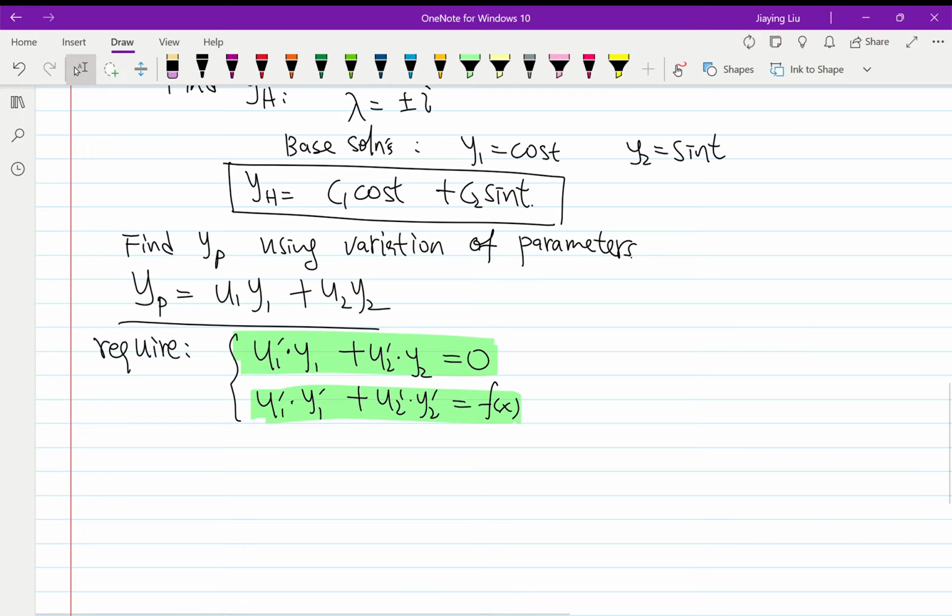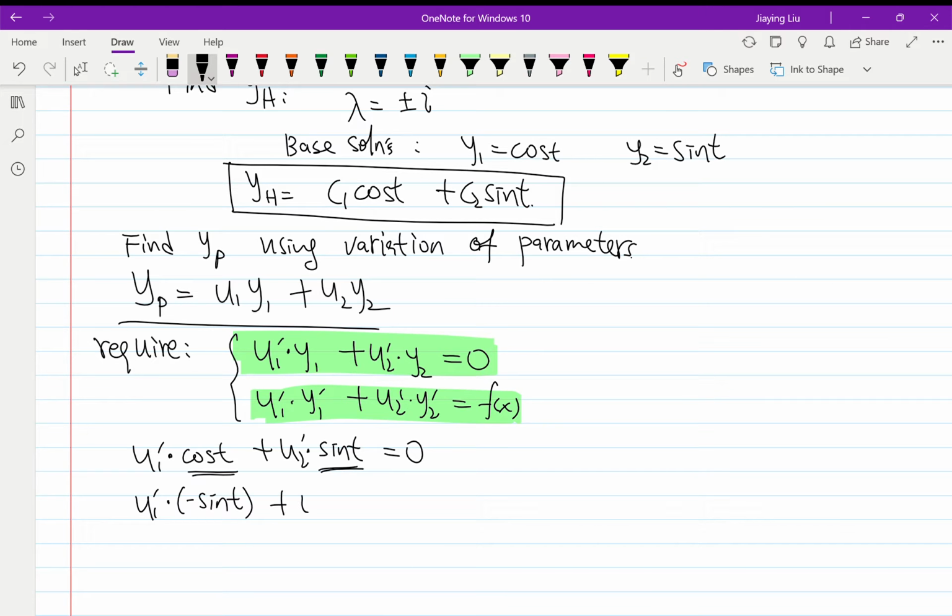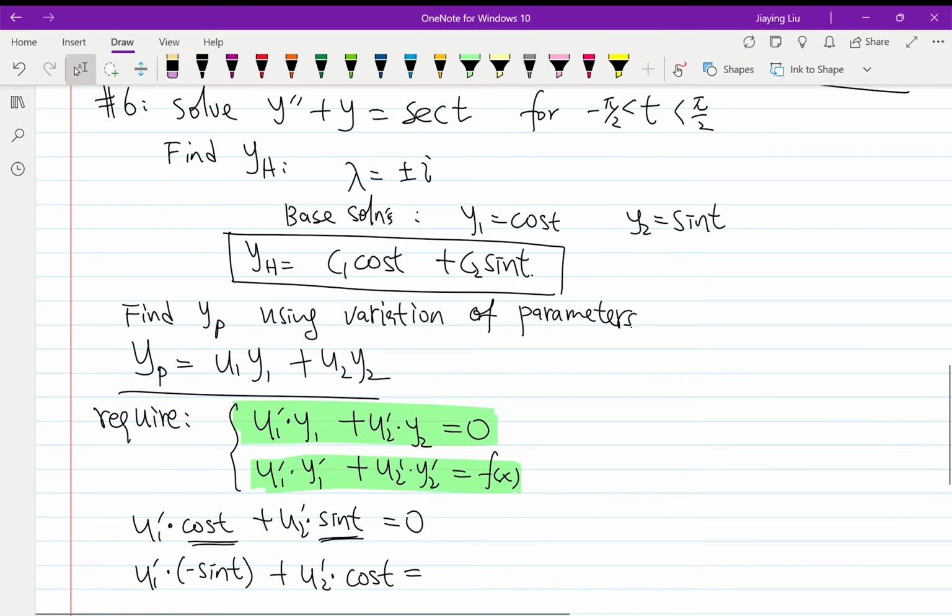So I'm going to plug in what we have. That's u1 prime times y1, cosine t, plus u2 prime times y2, sine t, equals 0. And then the second equation gives me u1 prime times y1 prime, so we have to take the derivative of cosine, which is negative sine, plus u2 prime times the derivative of sine, which is just cosine, equals f of x. Sorry, f of x is secant t.